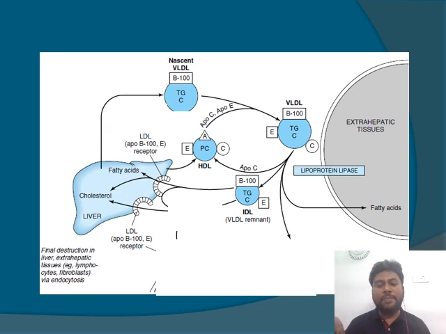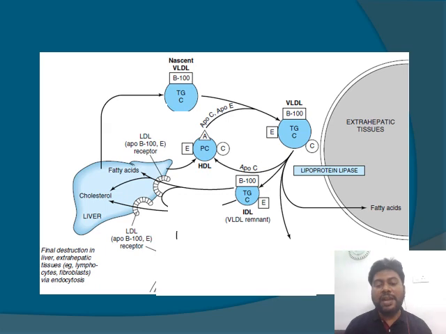Okay, so up to this, it is almost the same as chylomicron metabolism. Nascent VLDL will be formed. It will receive the remaining apoproteins from HDL and become mature. Then it will donate the triglyceride to the peripheral tissues. After donating, it will be converted into remnants.